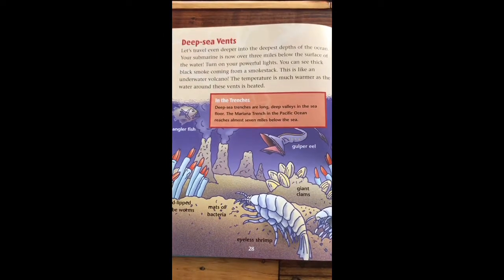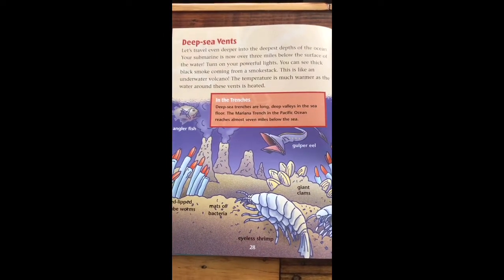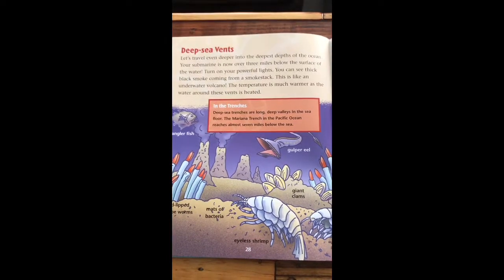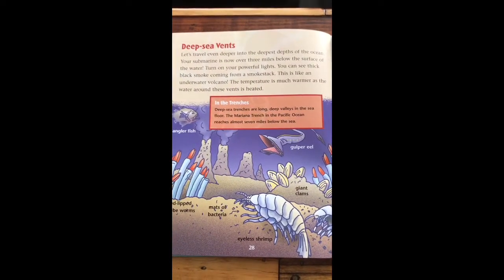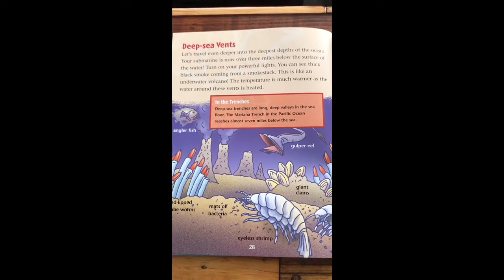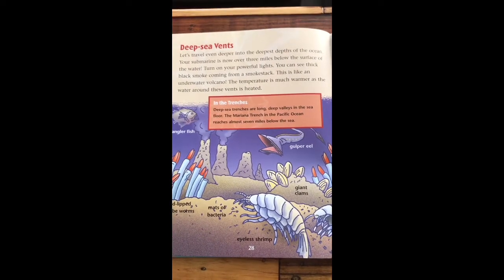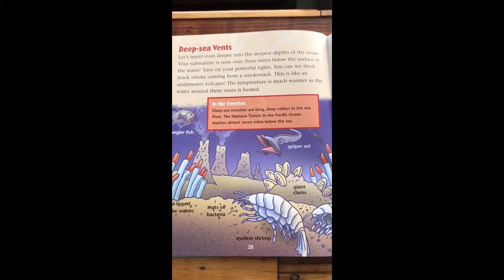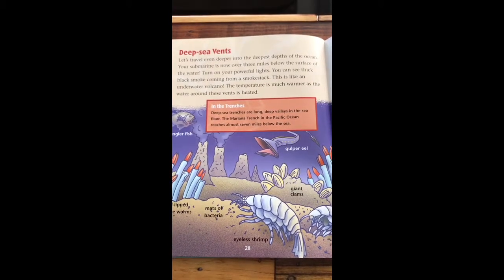Deep sea vents. Let's travel even deeper into the deepest depths of the ocean. Your submarine is now over 3 miles below the surface of water. Turn on your powerful lights. You can see thick black smoke coming from a smokestack. This is like an underwater volcano. The temperature is much warmer as the water around these vents is heated.